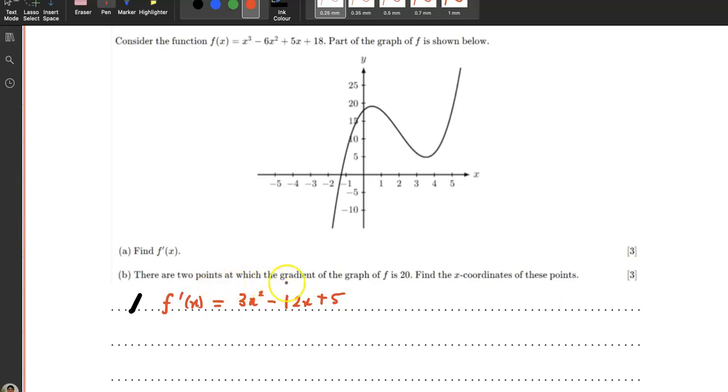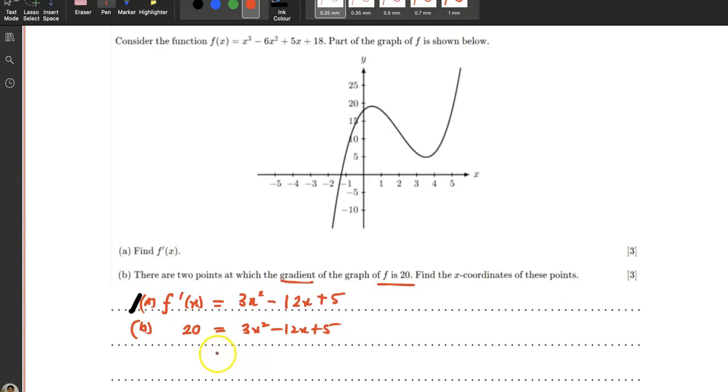There are 2 points on this at which the gradient of f is 20. Find the x coordinate. Gradient means the derivative. Remember, gradient means derivative, when the derivative is 20. So this is part B. You have to put your f dash x as 20. So when you put f dash x as 20, what will this become? This remains as it is, and you solve for x.